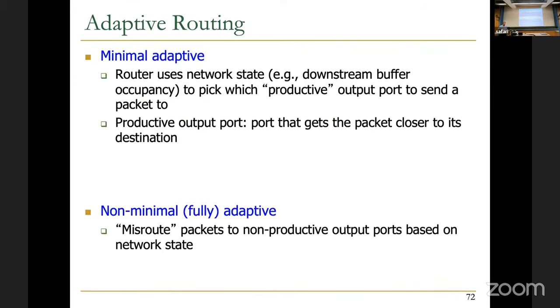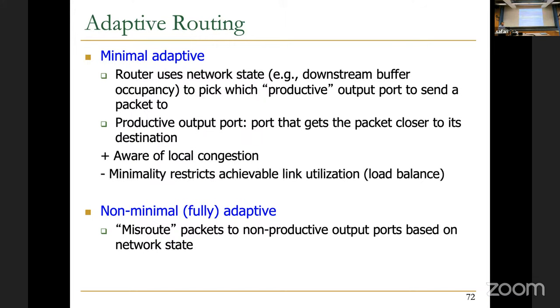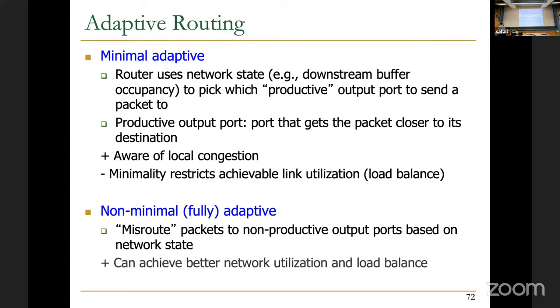But yeah, adaptive routing can be minimal adaptive, which I already discussed. So the router uses network state to understand the congestion of the network, and decides which paths we should take. But the important thing is that in minimal adaptive routing, we always take minimal paths from the source to the destination. But it could also be non-minimal fully adaptive, which can misroute packets to non-productive outputs based on the network state in order to avoid busy links. So in minimal adaptive routing, we need to be aware of local congestion, and I would say also global congestion of the network. So it minimally restricts achievable link utilization. So it has a good load balance.